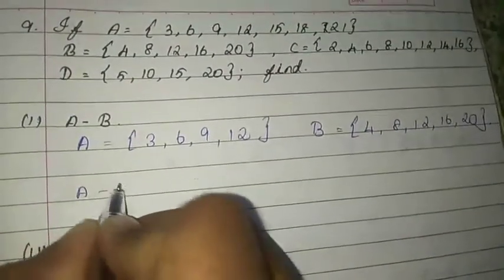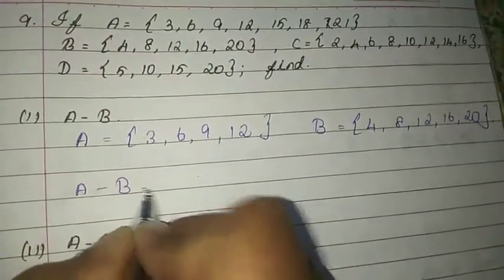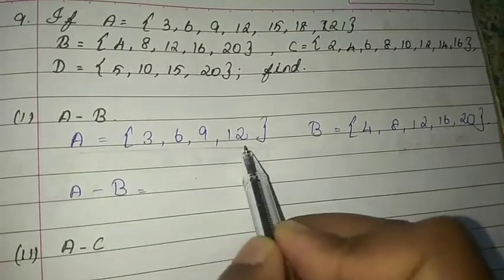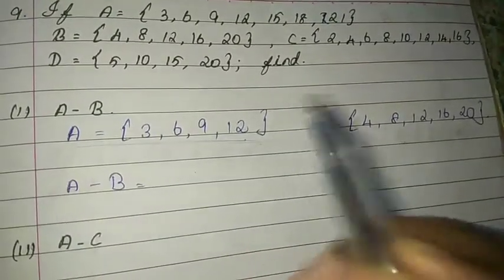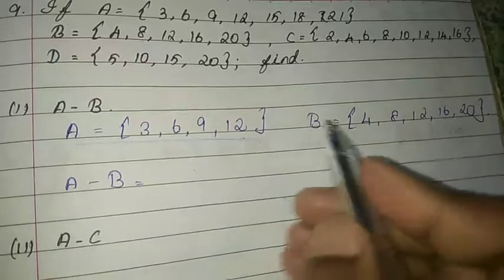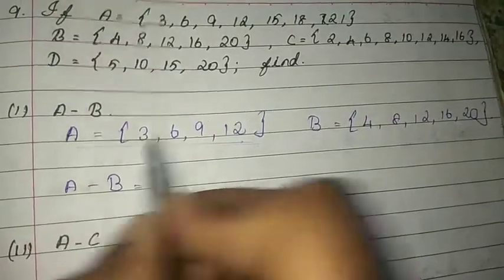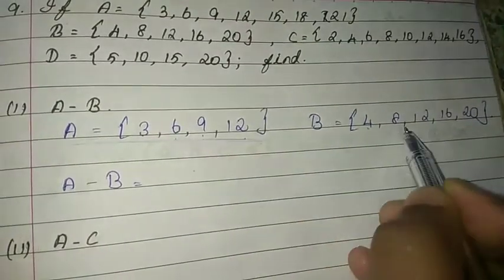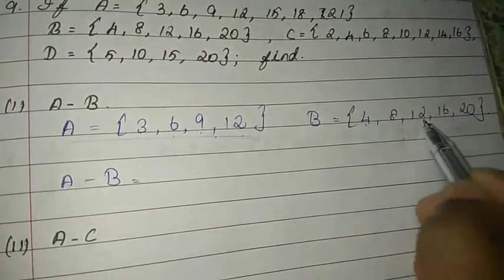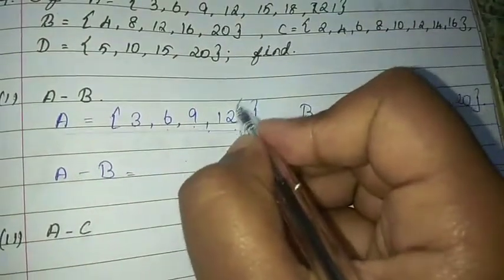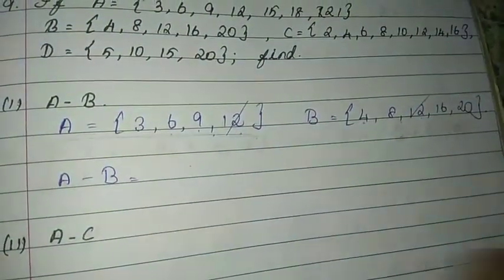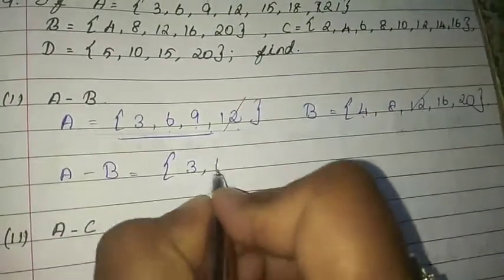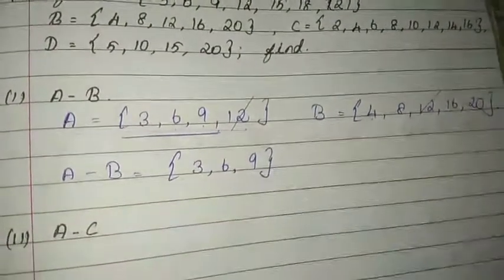So A minus B, or A difference B, is equal to the set of all elements in A except the common elements. For example, 3 is here, 3 is not here; 6 is here, 6 is not here; 9 is here, 9 is not here; but 12 is here, and 12 is also here. So I have to cancel this element and write the remaining elements. So 3, 6 and 9, this is my answer.